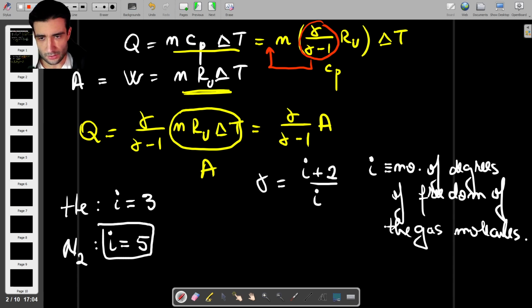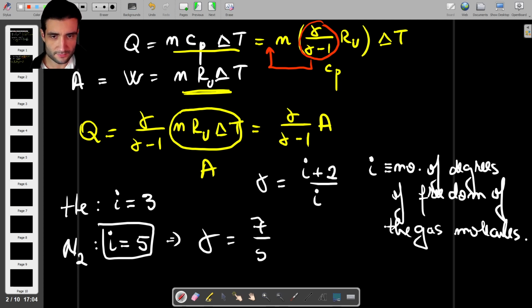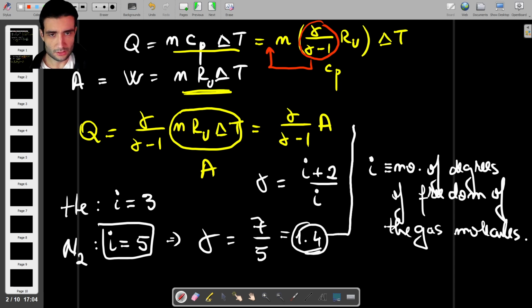And this is what we're going to use, and then gamma becomes just I plus 2 over I. So that's going to be 7 over 5, which is 1.4, the same gamma as for air, if you think about it. So if we take this and put it here, we should get our value of Q.